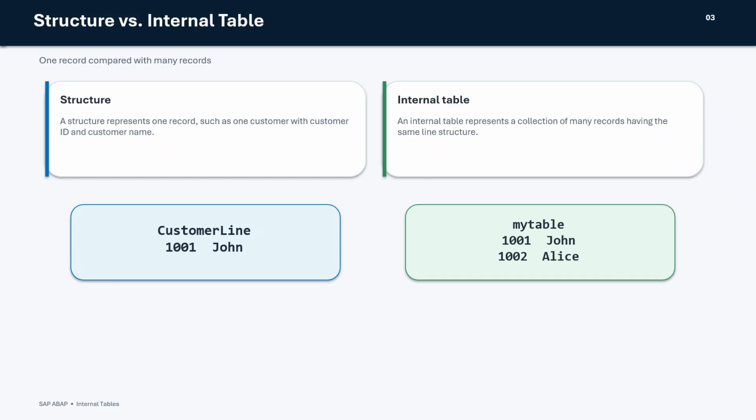And if you have multiple records, that we can call an internal table. A simple thing: an internal table represents many records with the same structure. A structure is only one record; an internal table has many records.